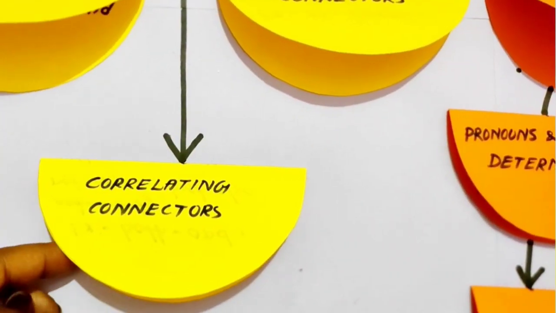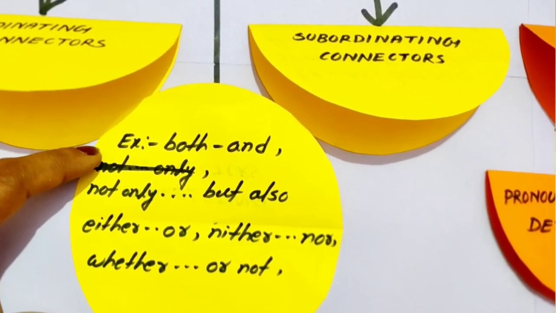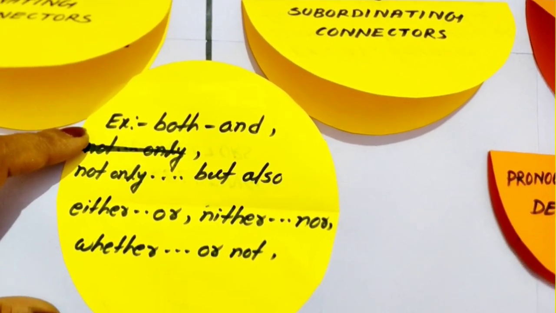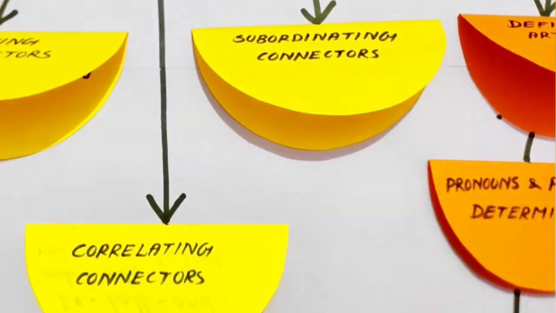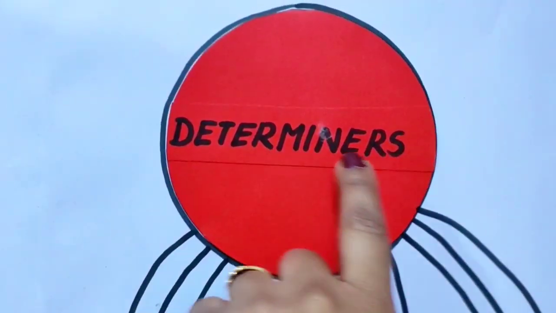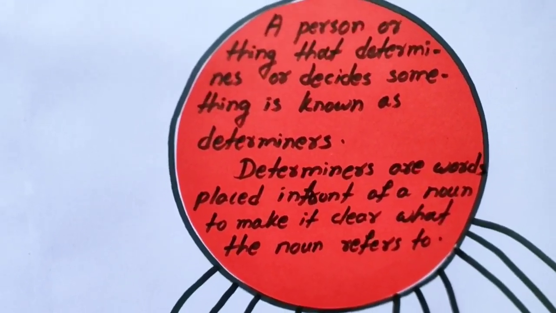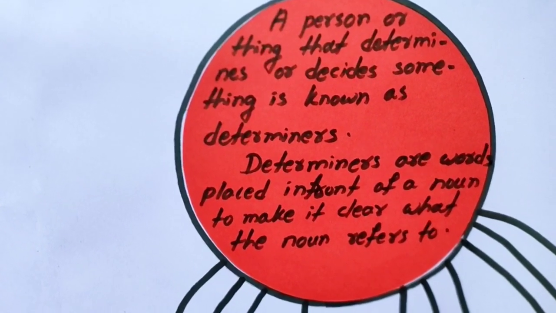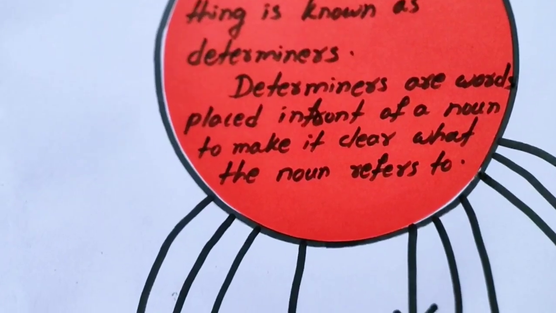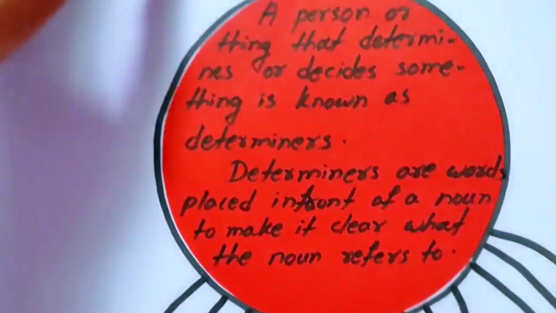Then correlating connectors. For example, both and, not only but also, either or, neither nor, whether or not, etc. Then determiners. What are determiners? A person or thing that determines or decides something is known as determiners. Determiners are words placed in front of a noun to make it clear what the noun refers to.